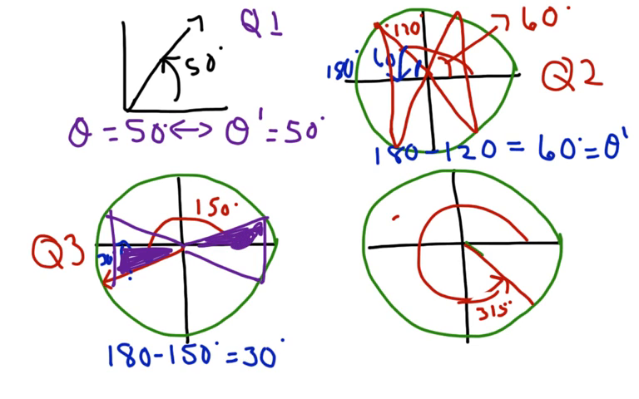Okay. In quadrant 4, we're going to draw up from this 315 degrees to the x-axis, and that goes up to 360. So we take 360 minus 315, and we get 45 degrees. So 45 degrees is our reference angle.